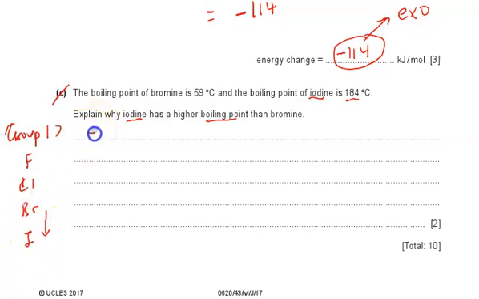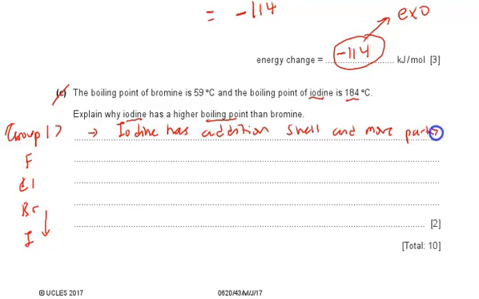So you can say that iodine has an additional shell and more particles, in terms of protons and neutrons, than bromine.